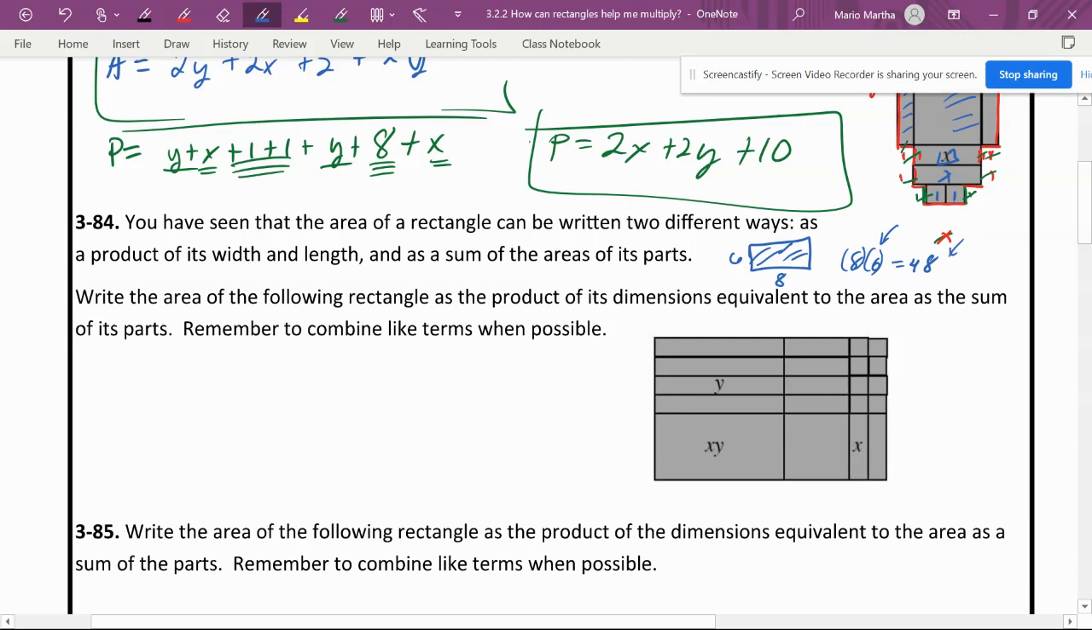So that's pretty much the two different ways: the length times the width is equal to the total area. So now we're going to look at the next part. We're using algebra now. Write the area of the following rectangle as a product of its dimensions, equivalent to the area as the sum of its parts. So first, let's figure out the exterior part. What is the length, and then times the width? All right, and then we're going to set it equal to the sum of the interior parts.